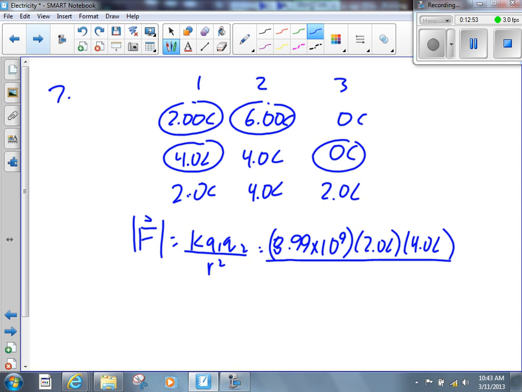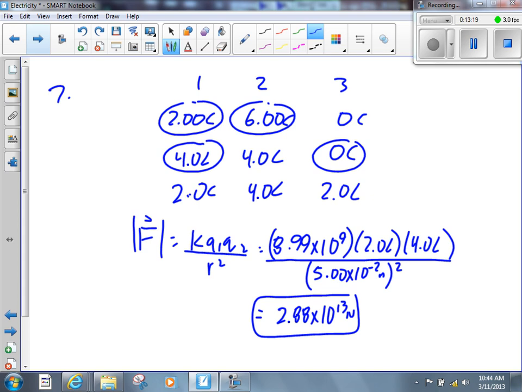The distance that separates them, we're told in the question, is 5.00 times 10 to the minus 2. And we can't forget to square that. Probably the single most common mistake in this type of question is forgetting to square that distance. When we do the math on that one, it works out to be 2.88 times 10 to the 13 newtons.